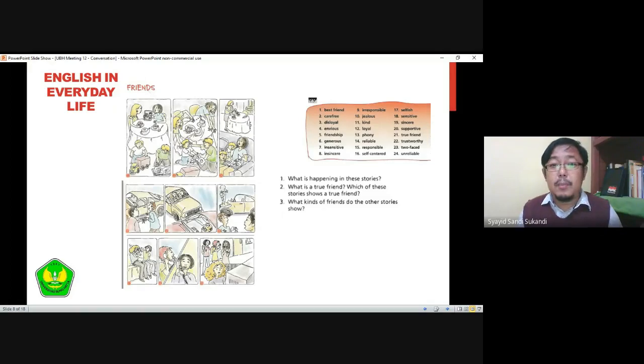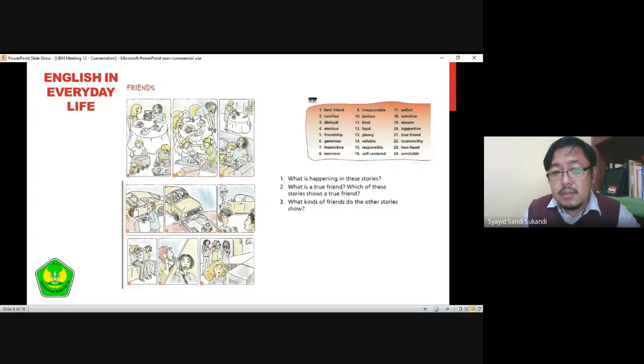Peri seperti Robin Hood itu peri. And then a folktale, it means cerita rakyat, folktale seperti Malin Kundang, it's folktale or legend. So we can say the first question is what is happening in the stories.